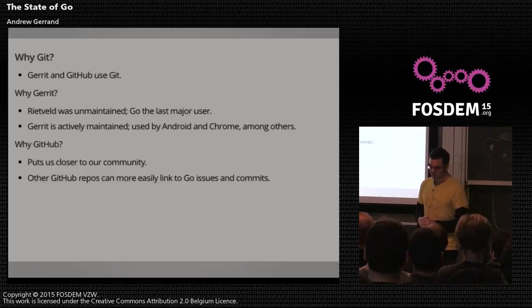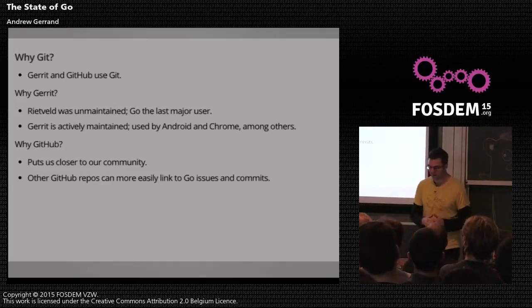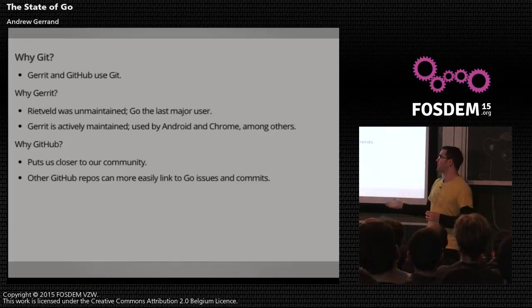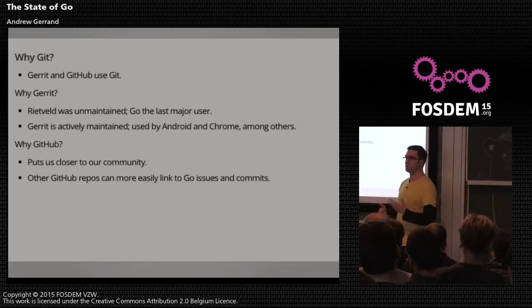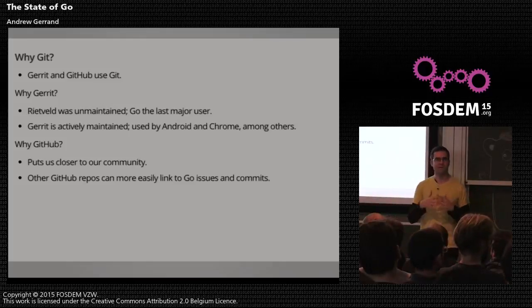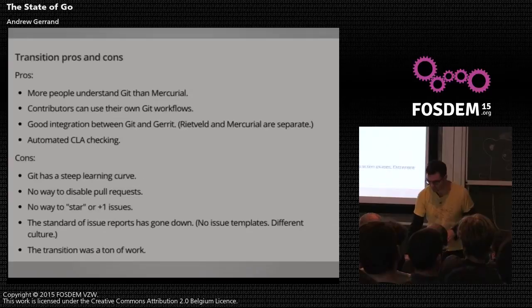And why did we move our issues and stuff away from Google Code to GitHub? Basically because now we can use GitHub. It puts us closer to our community, which by and large uses GitHub for its open source development work. And it means that other GitHub repos can mention a Go commit by hash or a Go issue in their issues and commits. And so it means we can have a nice, more tightly coupled relationship with other projects that use the Go core. So that's nice.